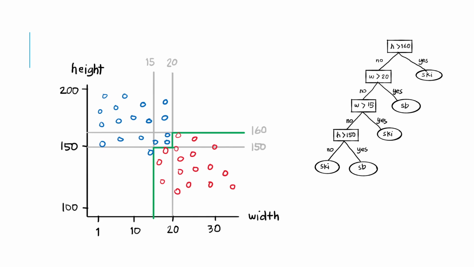Breaking this down, the first threshold is: if the height is greater than 160, it is supposed to be a ski. However, if not, we consider another threshold, and this time, if the width is greater than 20, then it is supposed to be a snowboard. Traversing through the tree, we'll get the following decision boundary, which is the green line. The region in the lower right is where a point would be classified as a snowboard. The region on the upper left, however, is where a point would be classified as a ski.